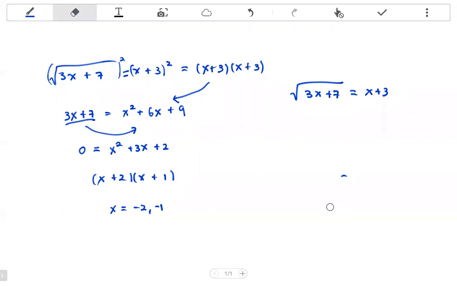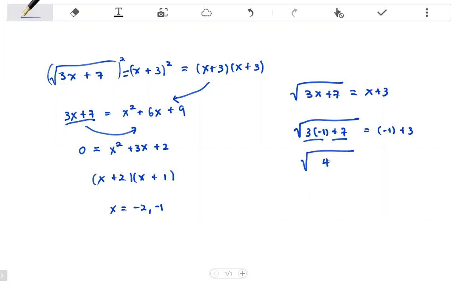Let's try -1 then. Square root of 3 times -1 plus 7 equals -1 plus 3. 3 times -1 is -3. -3 plus 7 is just going to be 4. -1 plus 3 is 2. Square root of 4 is 2, and 2 does equal 2. So in this case, we do not have an extraneous solution. Both solutions are correct. So we have 2 answers.